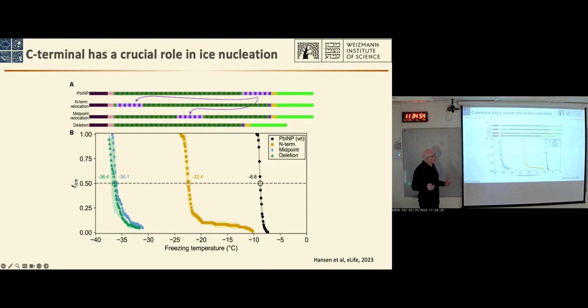We also asked ourselves, what happens if we take this domain and move it to different parts of the active site of the protein? Again, we see that we go down in the temperature, and once we insert it here inside, then the protein cannot form ice.